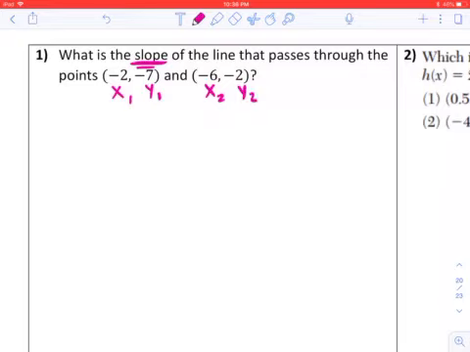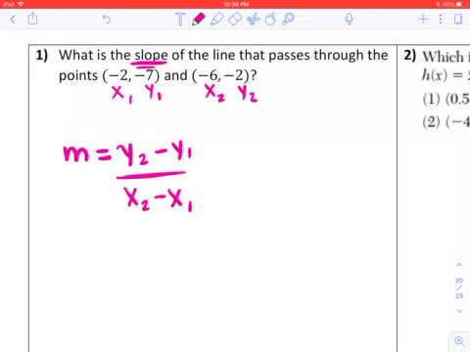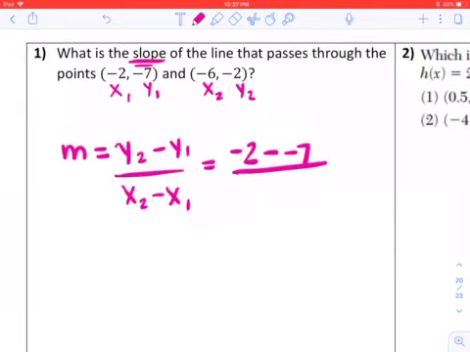So we have x1, y1, x2, and y2, and I can go ahead and use my slope formula, which you have to memorize. It's y2 minus y1 over x2 minus x1. This formula is not given to you. So I have y2, which is -2, minus y1, so it's minus a -7, over x2, which is -6, minus x1, which is a -2.